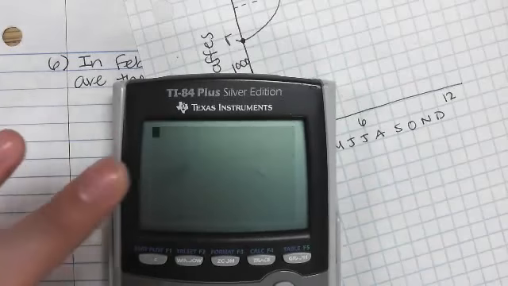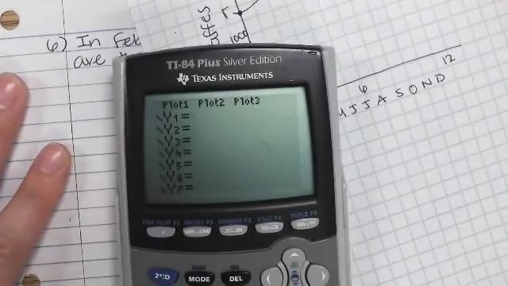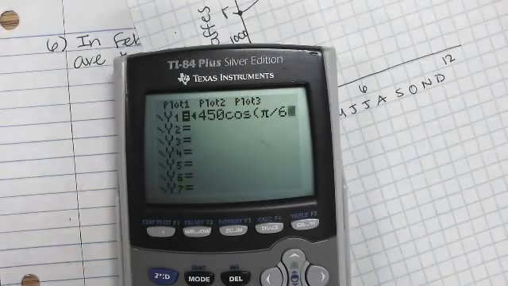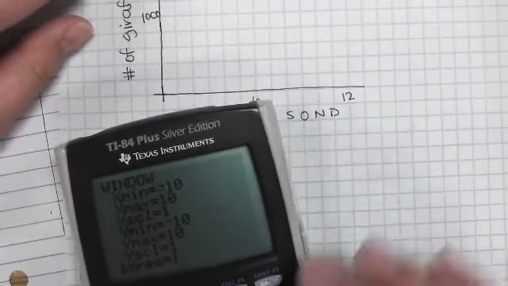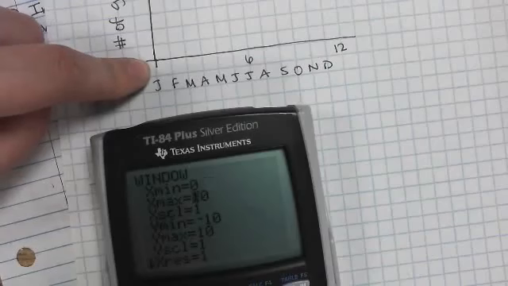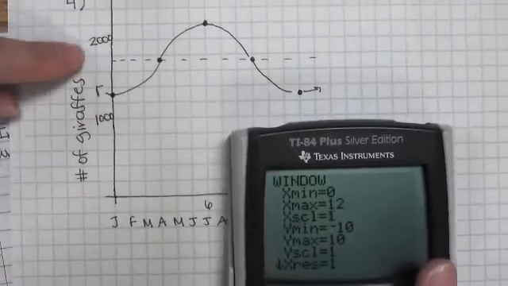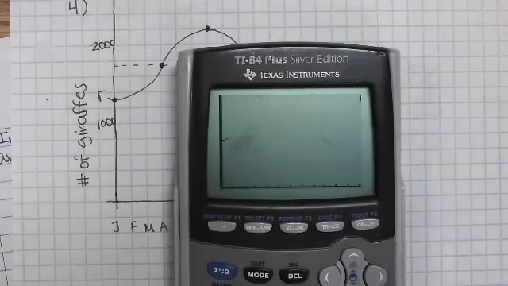So let's go ahead and graph it on here. Actually, I'm just going to clear my calculator. Okay, so on here we're going to type in negative 450 cos pi divided by 6 x plus 1750. The reason I'm graphing it on here is because the next problem will need the graph. So for my x values, I'm going to go from 0 to 12, because that fits what I was doing right here. And then my y values, I'm going to go from like 0 to 2500. That would let me see everything.